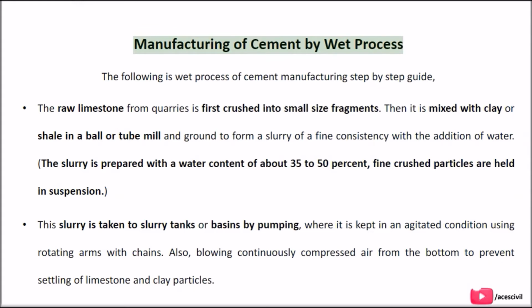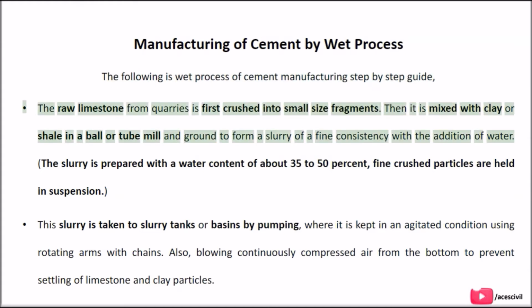Manufacturing of cement by wet process. The following is the wet process of cement manufacturing, a step-by-step guide. The raw limestone from quarries is first crushed into small size fragments. Then it is mixed with clay or shale in a ball or tube mill and ground to form a slurry of a fine consistency with the addition of water.